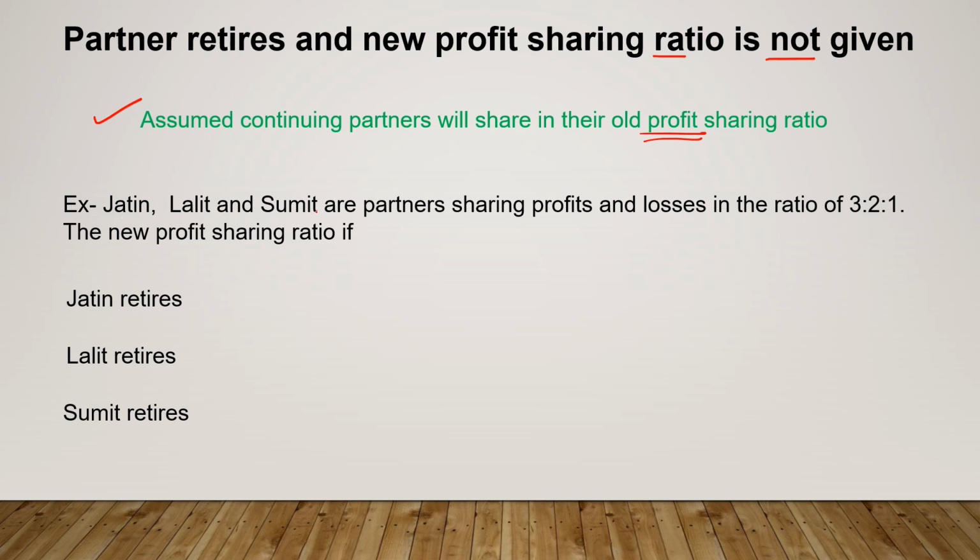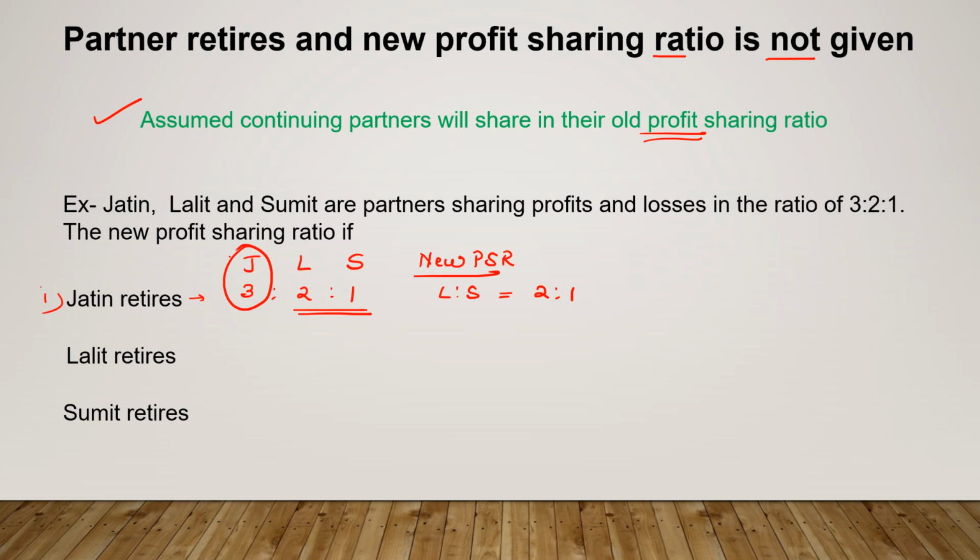Suppose Jatin, Lalit and Sumit are partners sharing profits and losses in the ratio of 3:2:1. Then the new profit sharing ratio, in the first case, if Jatin retires. So Jatin, Lalit, Sumit, 3:2:1. The situation we have is Jatin retires, which means as he leaves, as nothing is specified about how Lalit and Sumit will share, the new profit sharing ratio between Lalit and Sumit would be 2:1.